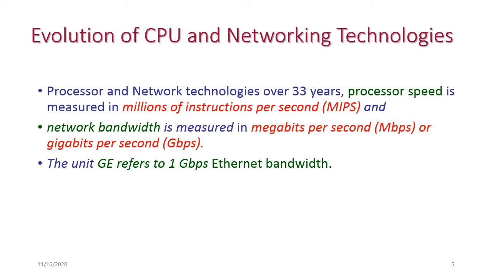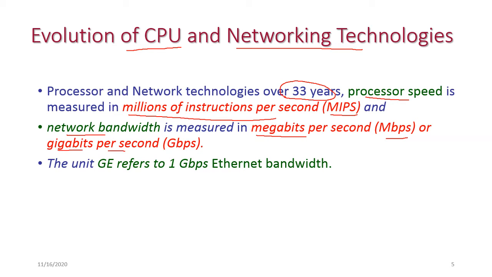And now we are going to see the evolution of the CPU, that is the microprocessor, and the networking technologies for the past 33 years. The processor speed is measured in million instructions per second, that is MIPS, and the network bandwidth is measured in megabits per second, that is Mbps, or gigabits per second, that is Gbps. And the unit GE, capital G capital E, refers to 1 gigabit per second Ethernet bandwidth.